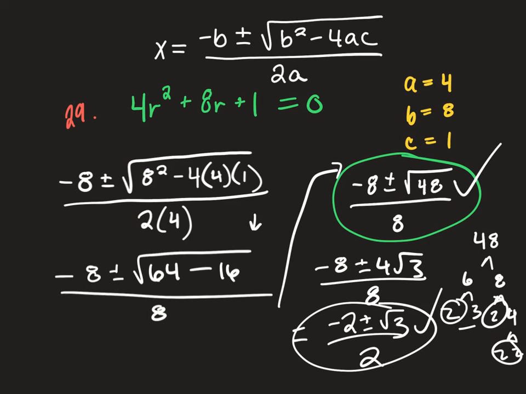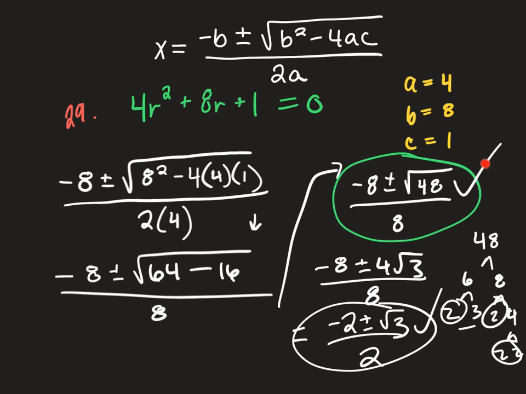All right, so here we did another example. a is 4, b is 8, c is 1. So again, negative 8, because that's b, plus or minus 8 squared, so b squared, minus 4 times a, which is 4, times c, which is 1, divided by 2 times a, which is 4. Then 8 squared is 64, 4 times 4 times 1 is 16, and again divided by that 8. So here we get negative 8 plus or minus the square root of 48 divided by 8.